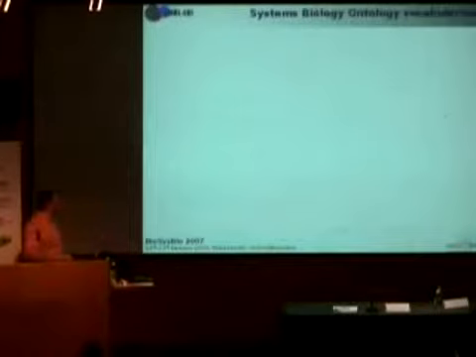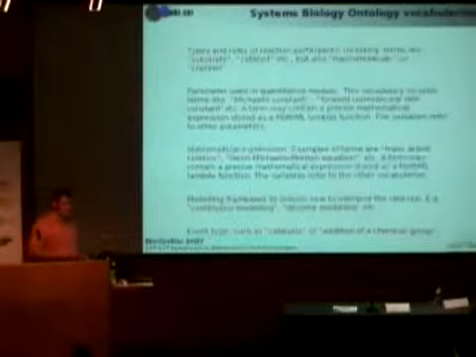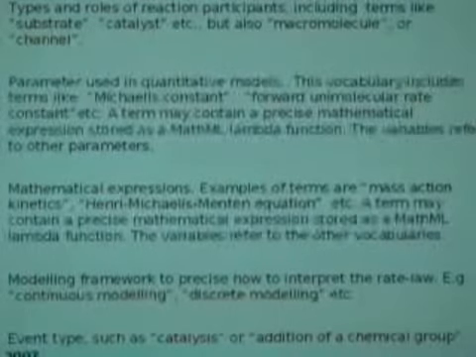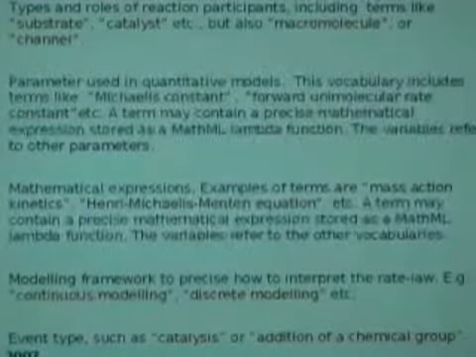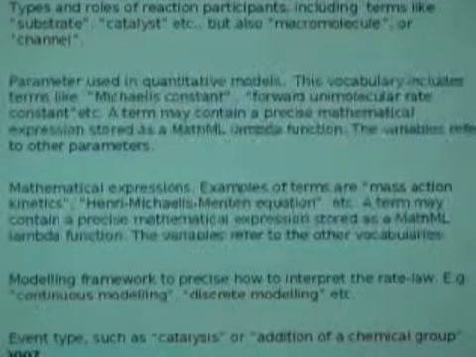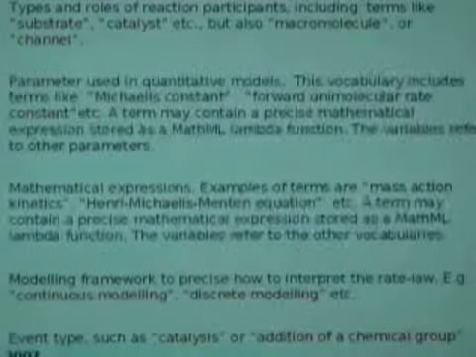because everything we do with ontology is done by computer. So we have 5 vocabularies: the type and role of the participant, like substrate, catalyst, but also physical things like macromolecule, channel, transporter, whatever. We have definitions of the parameters, Michaelis constant or forward unimolecular rate constant. There are specific parameters, each of them is defined. We have mathematical expressions like mass action kinetics or Henri-Michaelis-Menten equation, and those mathematical expressions are annotated with the other vocabularies. So the parameters used in the mathematical expression have a precise definition. We store also the modeling framework to say if this model is supposed to be used in a continuous framework, in a discrete framework, in a spatial simulation. And finally, we have now a vocabulary of the event type, like catalysis, addition of a chemical group, control, whatever.